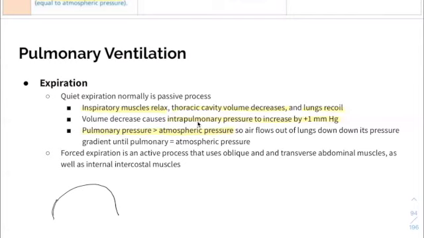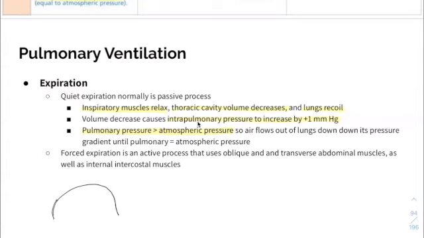Another way to think of it is air likes to flow from an area of high pressure to an area of low pressure, kind of like osmosis. Water travels from an area of high concentration to an area of lower concentration. It's the same kind of thing with air. Works the exact same way.